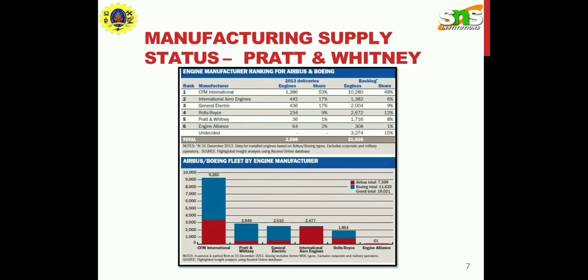This is the manufacturing supply status at Pratt & Whitney International. These are some of the ranks of the manufacturing companies. For example, in 2013, the number one rank is CFM International, with 1386 engines and a share of 53%, and the backlog engines share is 48%. Here is the Air Force and Boeing fleet by engine manufacturer, given by company names through the overall count.